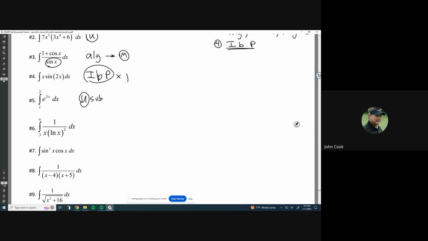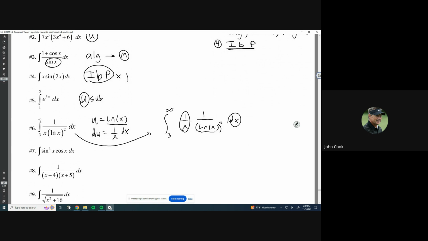So I start off by just saying that u is equal to the natural log of x. And then the derivative of that is 1 over x dx, right? And if you look closely, if I just split that thing apart, the integral from 3 to infinity of 1 over x times 1 over natural log of x to the second power, and then dx. Check it out. I've got the natural log of x here, so that's the u, and then I've got the 1 over x dx, that's the du. So yeah, this is a perfect u substitution.